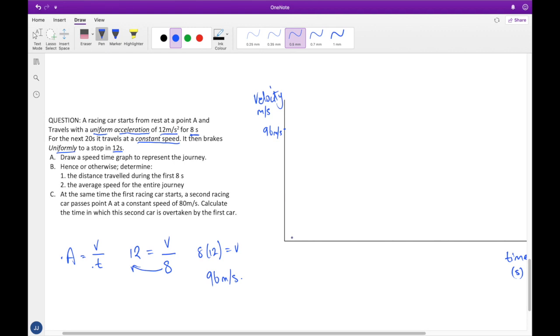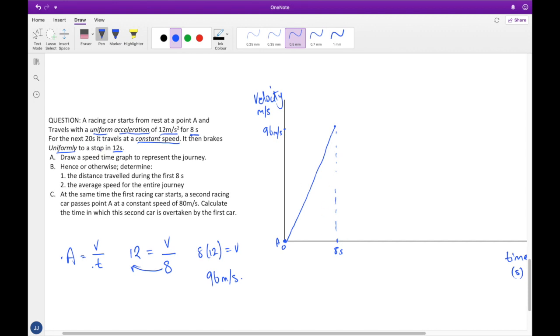And now we could have an idea as to how to draw. So we have the point A over here where he starts, and he'll start at 0. He reaches 96, and let's mark this at 8 seconds. All right, 8 seconds. So we'll draw our line here, and this straight line represents our change in velocity, which is the uniform acceleration, right, for 8 seconds.